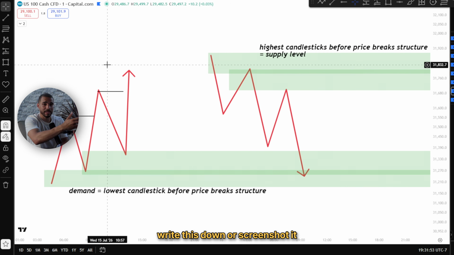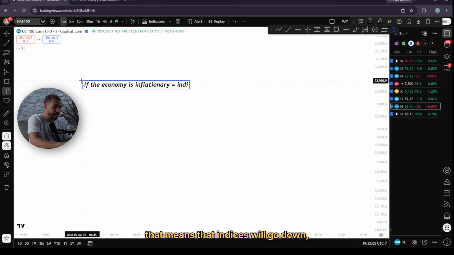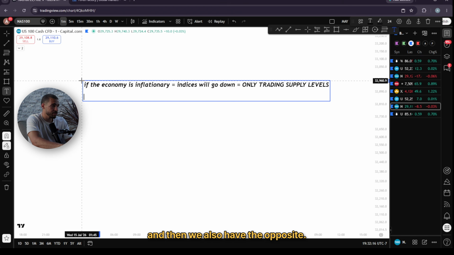Now, make sure you guys write this down or screenshot it or do whatever you need to. But always understand we have this one rule of thumb. If the economy is inflationary, that means that indices will go down. And at that point, we are only trading supply levels. And then we also have the opposite. If the economy is deflationary, that means that indices will go up. So that means we're only trading demand levels.